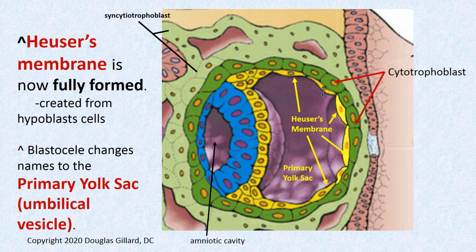All right, so here's just a blow up. We have Heuser's membrane here in yellow. I should have made that a different color, could have made that orange. And then this is now the primary yolk sac, right? And remember, we already had our trophoblast layer. It changed names to the cytotrophoblast layer in dark green, and there's syncytiotrophoblast. And yeah, we've got some cavities starting to develop in here, so we'll see what that's all about in a little bit.